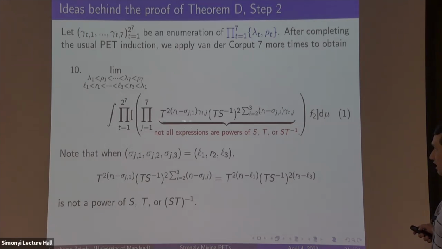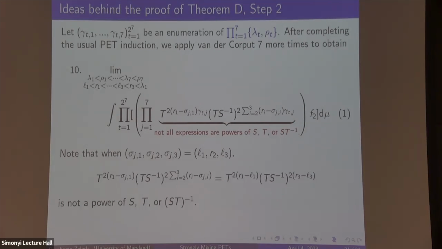So if you look at this expression, what is going on is that we have an operator here next to gamma tj, and we have another operator here next to gamma tj, right? So essentially, the way in which this expression is constructed is that we pick an element of this set, and then we put it in there, right? And why is this bad again? Oh, because the expression here is not a power of t, st, or st inverse.